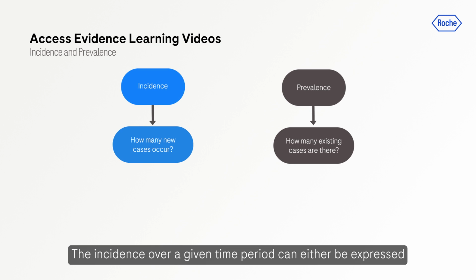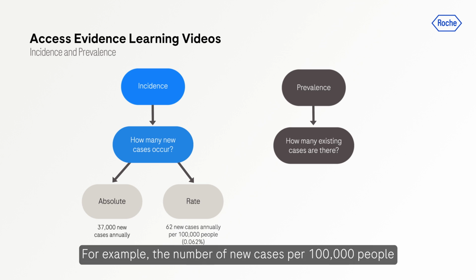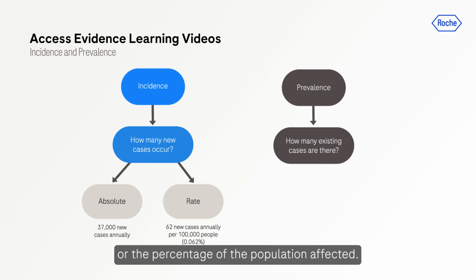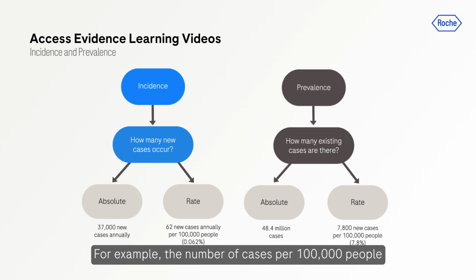The incidence over a given time period can either be expressed in absolute terms, as the number of new cases, or as a rate, for example, the number of new cases per 100,000 people, or the percentage of the population affected. Similarly, the prevalence at a given point in time may be the absolute number of people living with the disease, or the prevalence rate, for example, the number of cases per 100,000 people, or the percentage of the population affected.